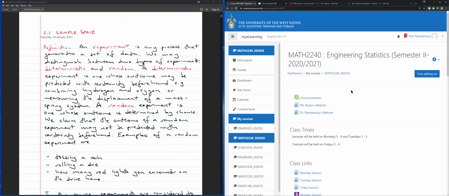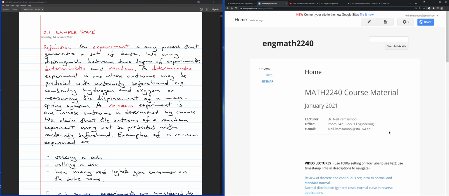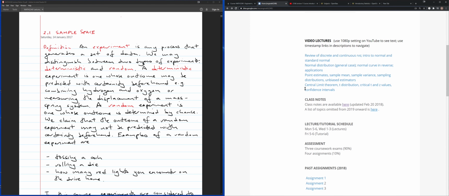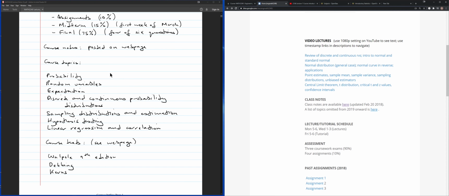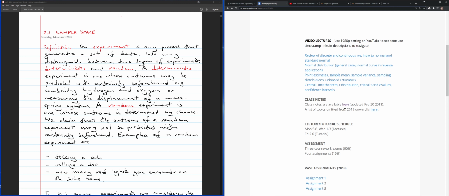Okay, so on this MyeLearning page, there are links to a couple of websites with material, right? So my Math2240 website is this site over here. You can just click the link, of course, and get to this site. On this website, there are course notes available for the course. This is what the course notes would look like over here. Course notes are available using this link.